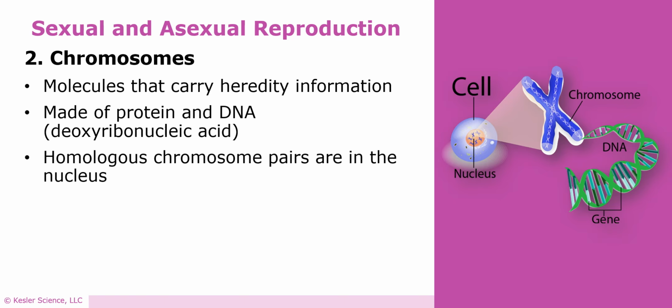The homologous pairs are in the nucleus. Homologous chromosome pairs are basically pairs of matching chromosomes. So one chromosome would come from the female parent, one would come from the male parent when we're talking about sexual reproduction, and those are all contained within the nucleus.